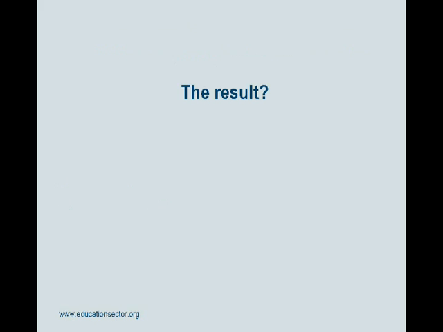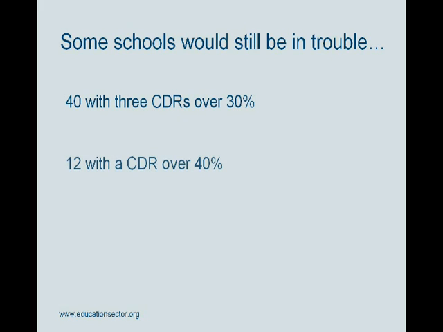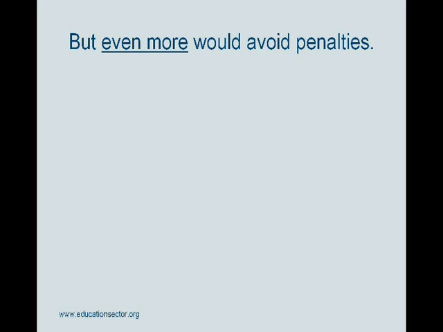The result? Some schools would still be in trouble if the penalties were applied to institutions based on the 2007 cohort default data. Over 50 institutions would face penalties for exceeding these thresholds. But increasing the threshold means even more schools would avoid penalties altogether.